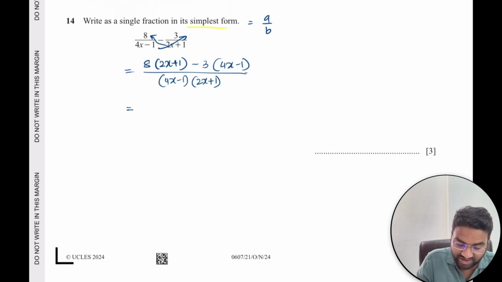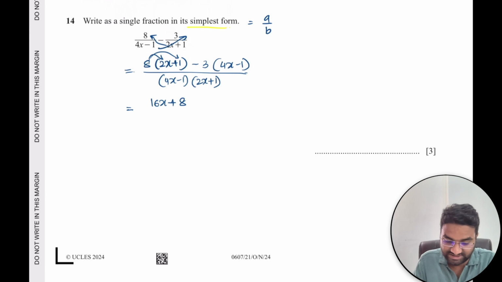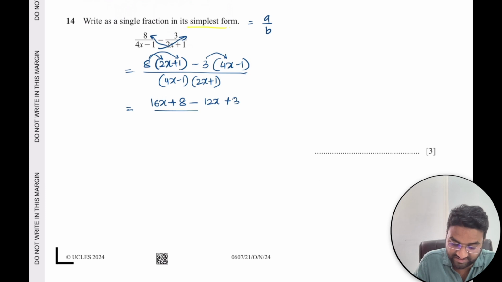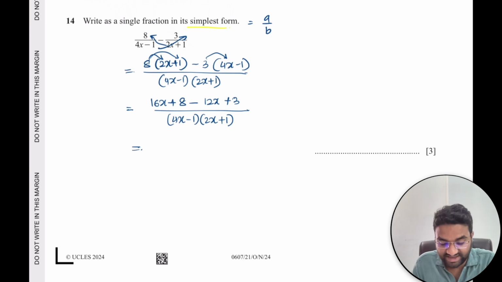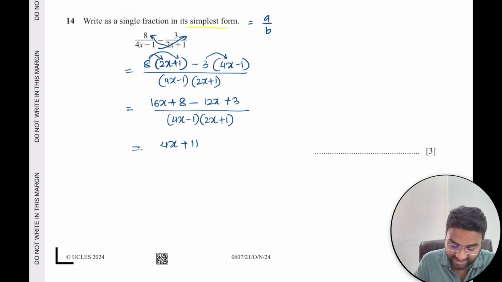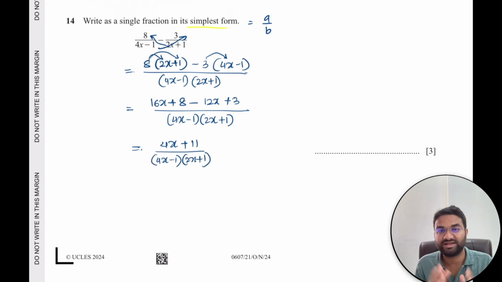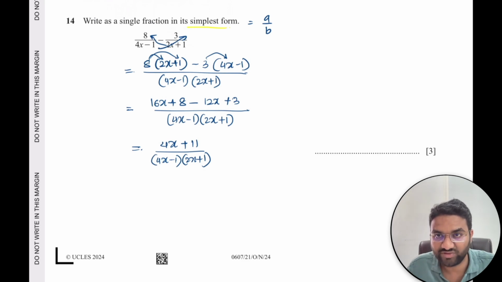For the numerator part you have to expand it. So 2 times 8 is 16x plus 8, minus 3 times 4 is 12x, minus, so plus 3, divided by (4x minus 1)(2x plus 1). All right, so 16x minus 12x is just 4x, plus 11, divided by (4x minus 1)(2x plus 1). That's it.